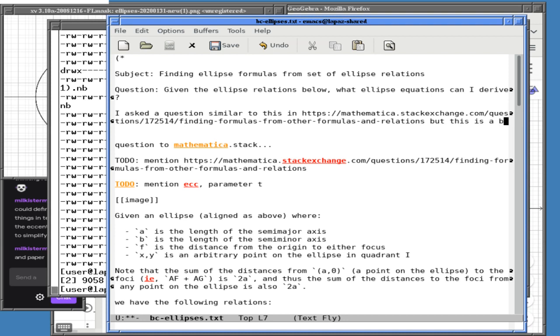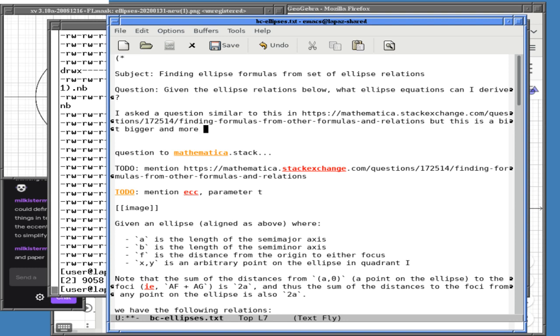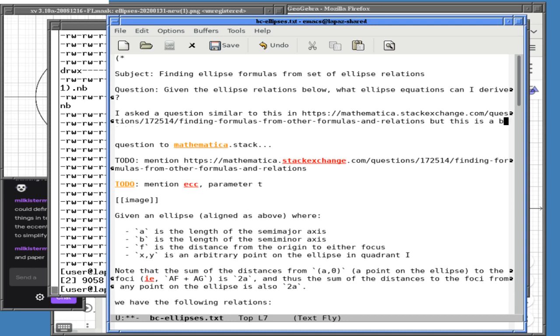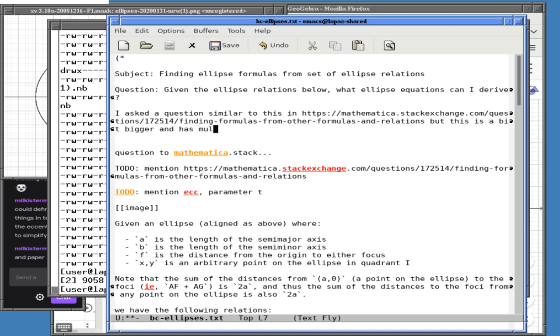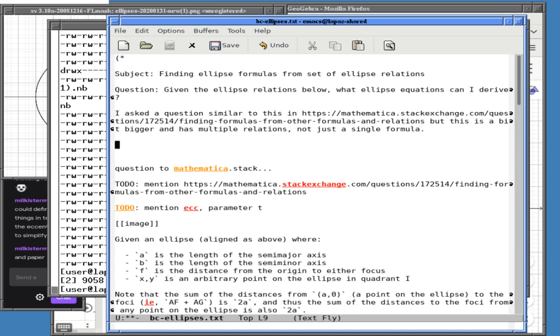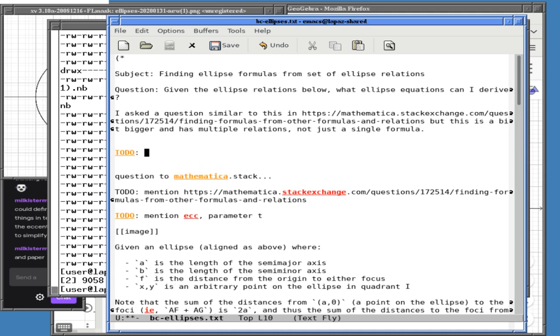This is a bit bigger and more concrete, which is not true. The other one's very concrete. But this is a bit bigger and potentially more interesting. Okay, here we go. This is a bit bigger and has multiple relations, not just a single formula. Okay. Now, one thing I want to do here is I don't want to ask them necessarily to solve it for me. I'm looking for a strategy.